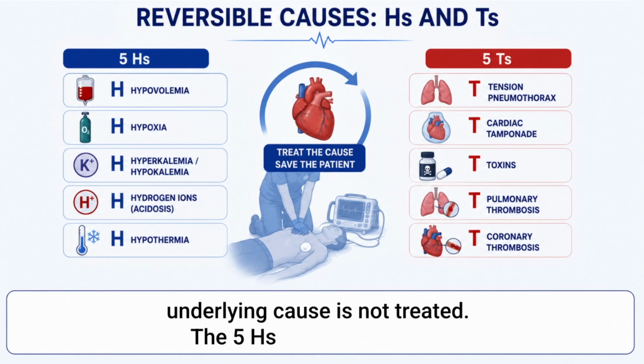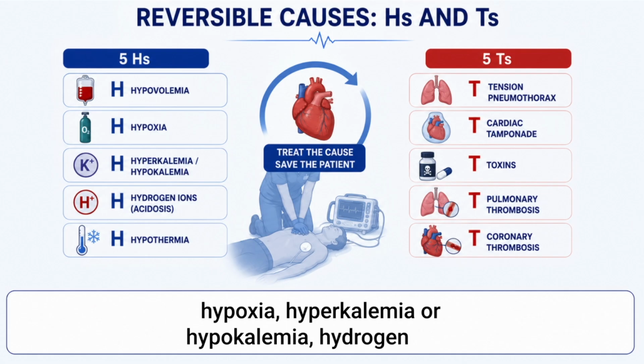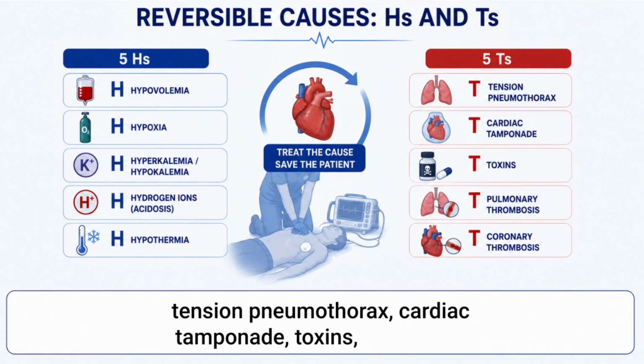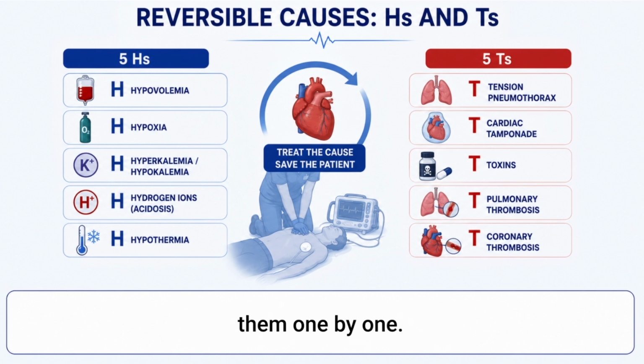The 5Hs are hypovolemia, hypoxia, hyperkalemia or hypokalemia, hydrogen ions meaning severe acidosis, and hypothermia. The 5Ts are tension pneumothorax, cardiac tamponade, toxins, pulmonary thrombosis, and coronary thrombosis. Let's go through them one by one.